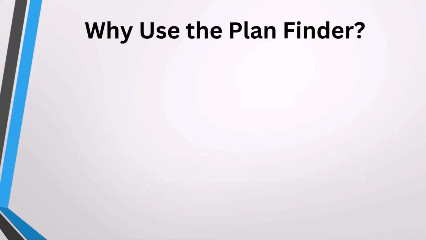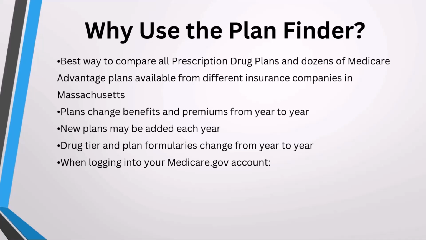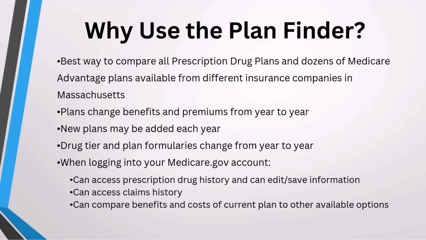Why use the Plan Finder? The Plan Finder is the best way to compare all the prescription drug plans and dozens of Medicare Advantage plans available from different insurance companies in Massachusetts. Plans change benefits and premiums from year to year. New plans may be added each year. Drug tier and plan formularies change from year to year. And when logging into your Medicare.gov account, you can access prescription drug history and can edit and save information. You can access claims history, and you can compare benefits and costs of your current plan to other available options.